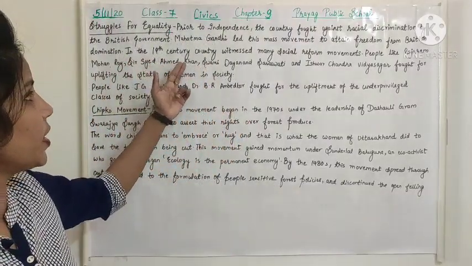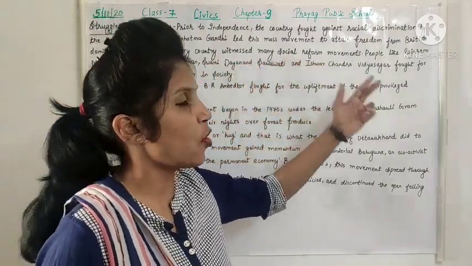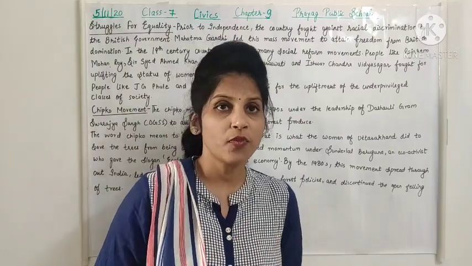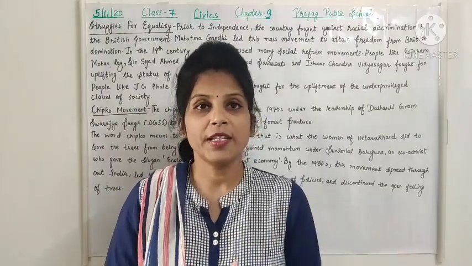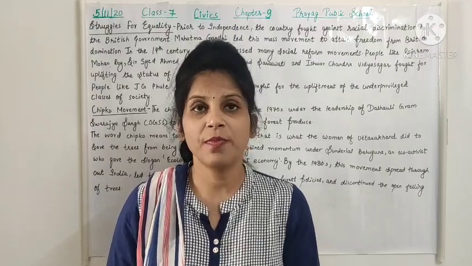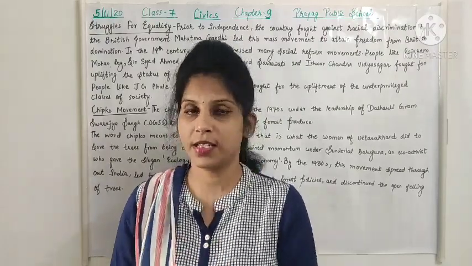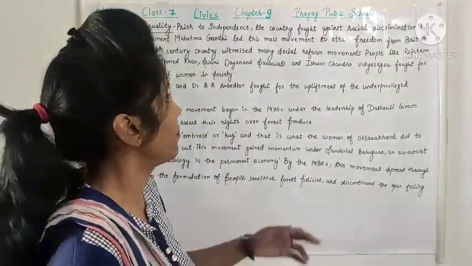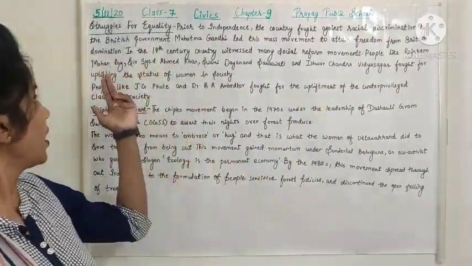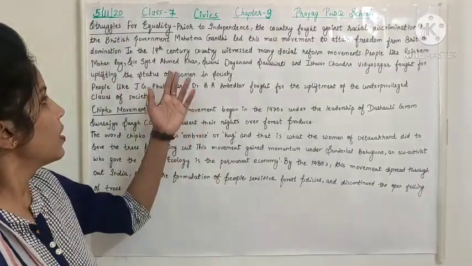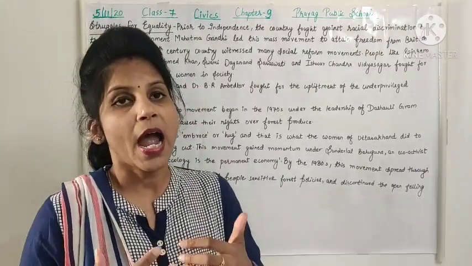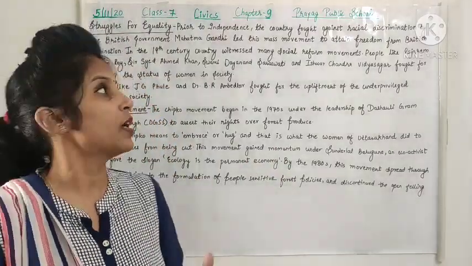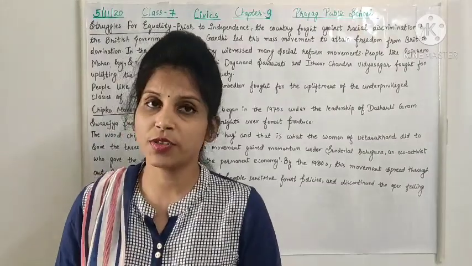In the 19th century, the country witnessed many social reform movements, as there were also a lot of inequalities in our society based on religion, caste, gender, etc. So there were many movements during that time. People like Raja Ram Mohan Roy, Sir Syed Ahmad Khan, Swami Dayanand Saraswati, and Ishwar Chand Vidyasagar, they all fought for uplifting the status of women in the society.